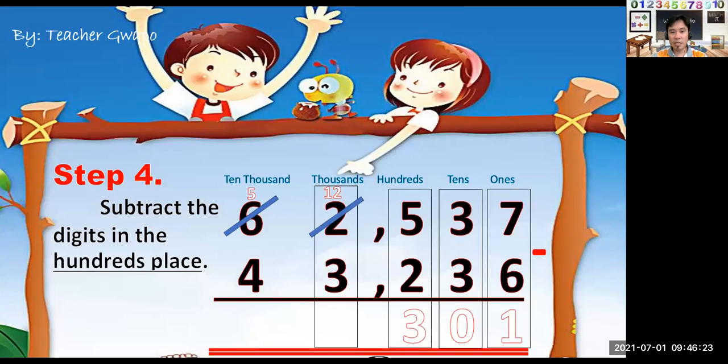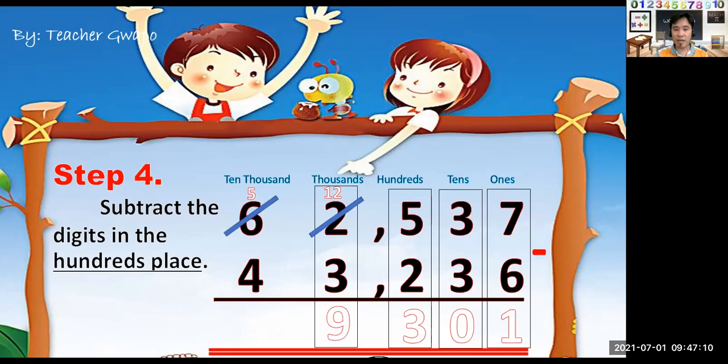Why 12,000? As I said a while ago, the 6 ten-thousands become, or are renamed into, 5 ten-thousands and 10 thousands. So 10,000 plus 2,000 is equal to 12,000. That's why we have here the number 12. So now we can subtract the smaller number from the bigger number because 2 becomes 12. So we can subtract the 3,000 from the 12,000. 12,000 minus 3,000 is equal to 9,000, right? It's very easy.